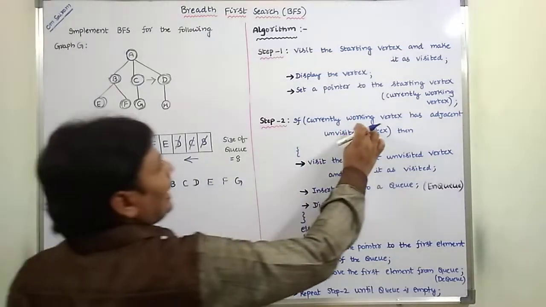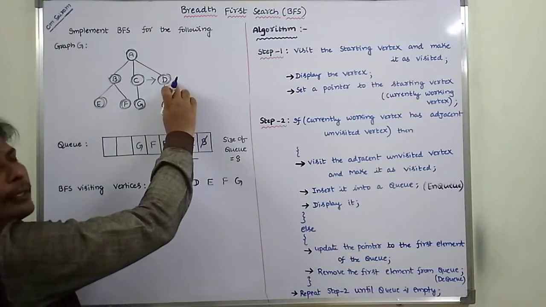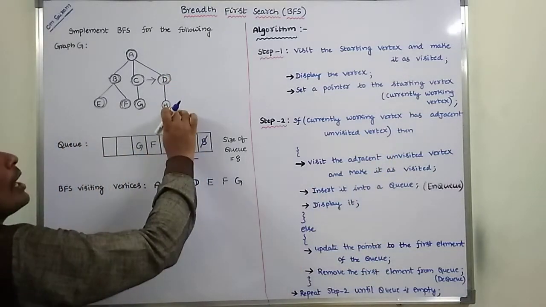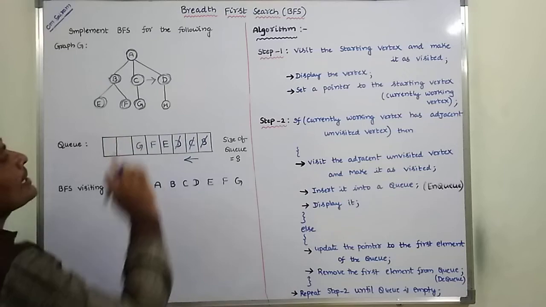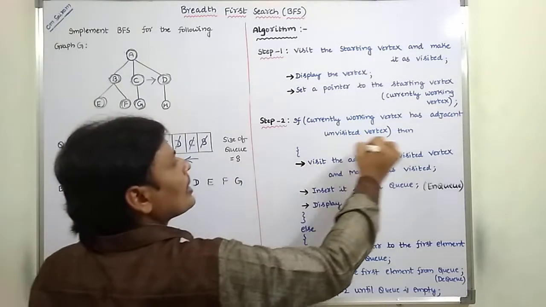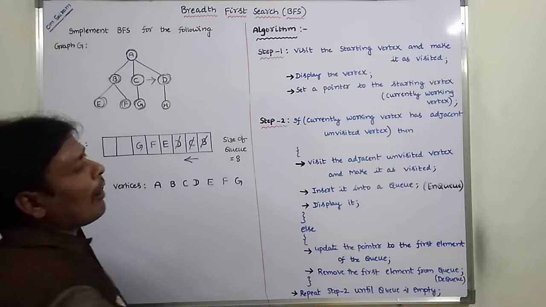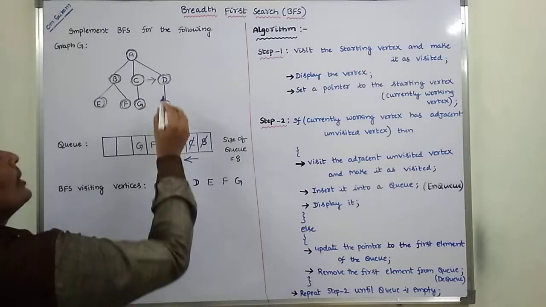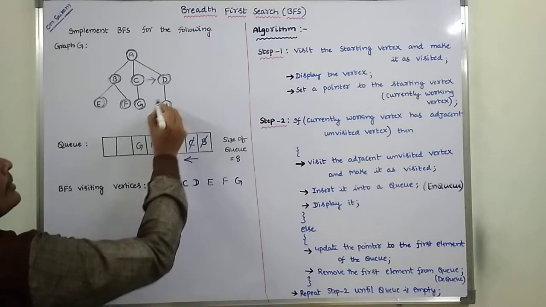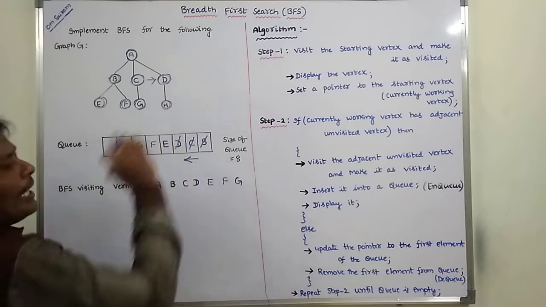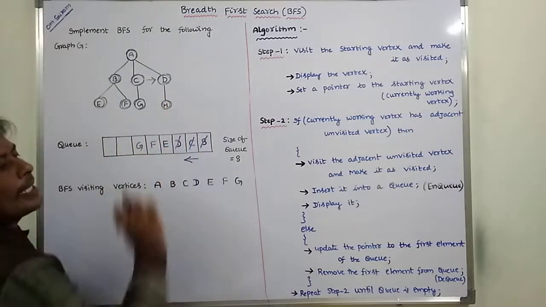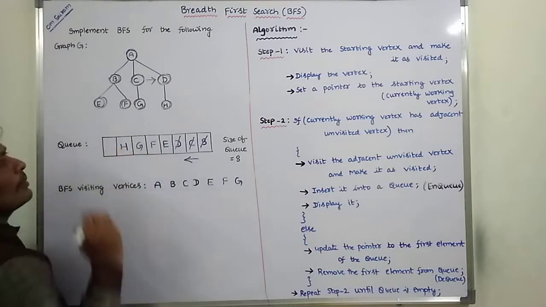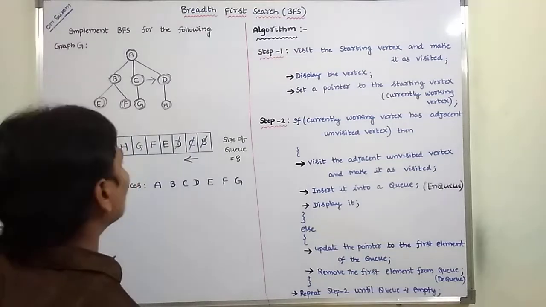Now, if the currently working vertex, which is D, has an adjacent unvisited vertex. D has one adjacent unvisited vertex, capital H. So this condition is true. Then go to the if block, visit the adjacent unvisited vertex and mark it as visited. The unvisited vertex adjacent to D is capital H. This is visited. Insert it into the Q. So now vertex H is inserted into the Q.